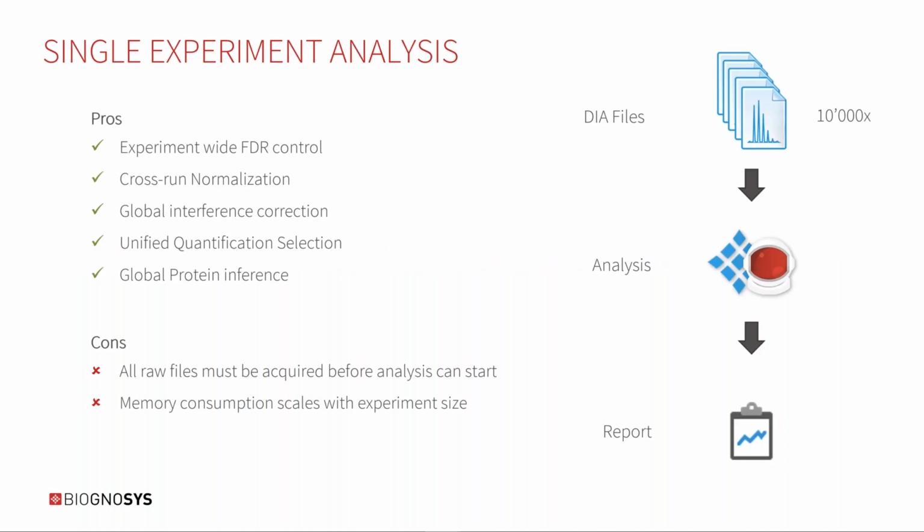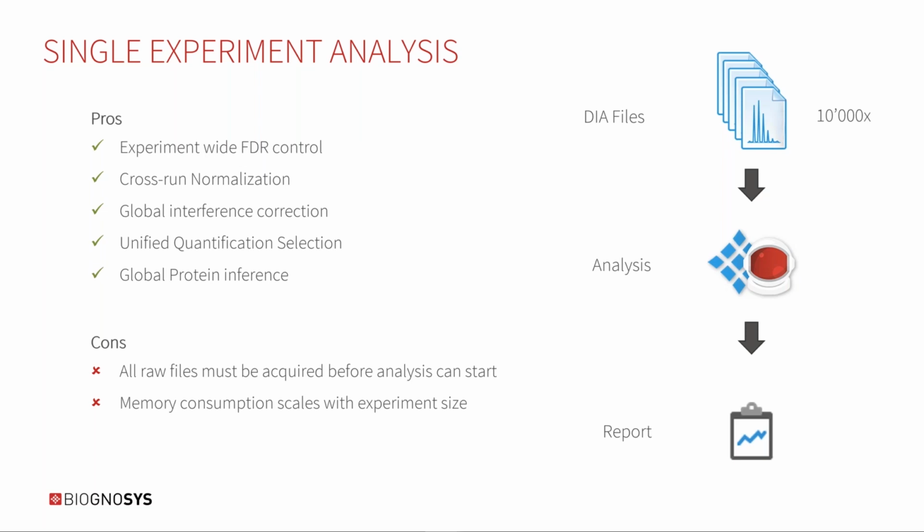So obviously the first thing that comes to mind is, just analyze it like any other DIA experiment, and just put all the 10,000 runs into Spectronaut, and just let it run through. And there are obviously some benefits for that. So you have experiment-wide FDR control, you have cross-run normalization that is enabled, you have global interference correction, and unified quantification selection, and also global protein inference that you can take advantage of.